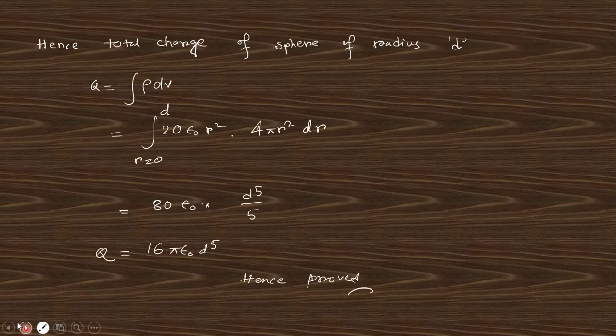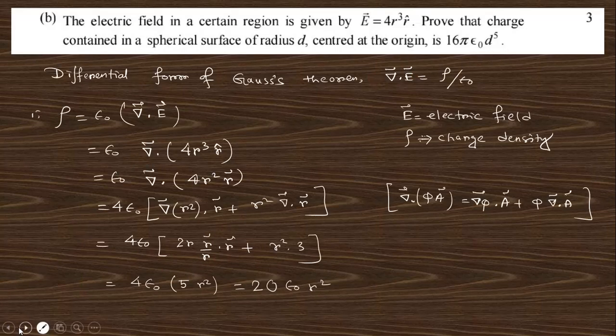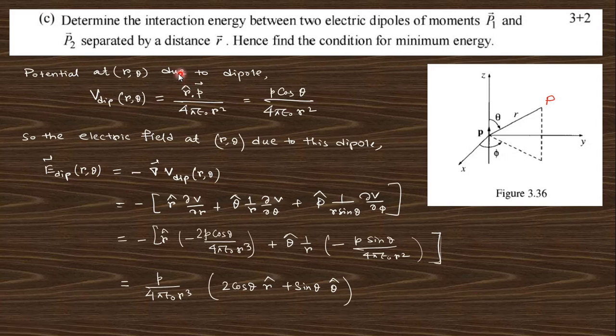So finally you get this, 20 epsilon r. The total charge equals the integral of rho dv. So putting the value of rho and the r limit from 0 to d, you finally get this charge. Clear? Which is satisfied, or proved. Clear? Go to the next one.